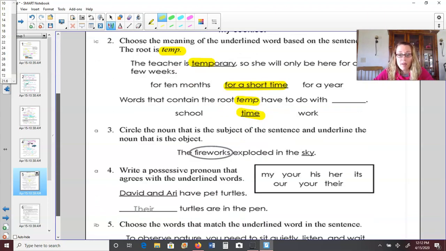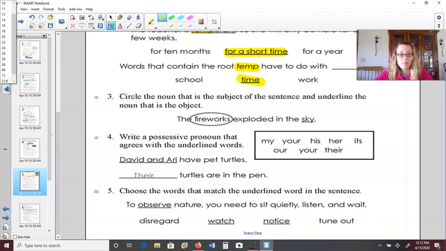Okay? Number 3, circle the noun that is the subject of the sentence and underline the noun that is the object. So we're looking for subjects and objects here. So the fireworks exploded in the sky. What is the subject of our sentence? What is this sentence about? Well, it's about fireworks. So you want to circle that noun. And then the object is a noun that comes in the predicate of our sentence. The fireworks exploded in the sky. Sky is a place telling us where they exploded. And so that would be the object noun in our sentence.